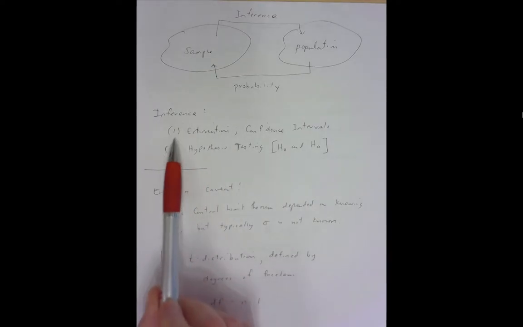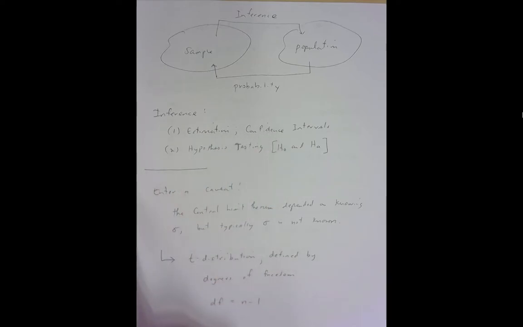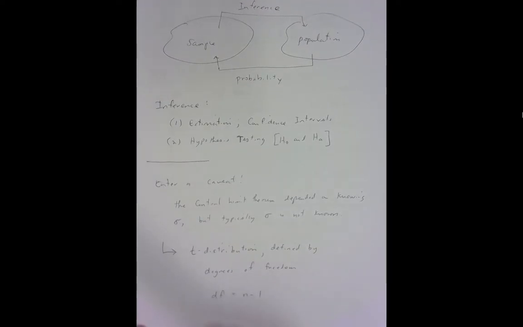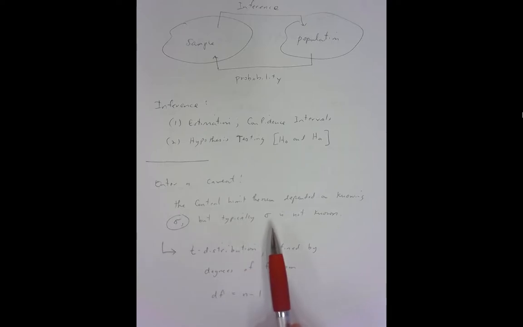So, guys, in inference, there's 2 things that we kind of think about. One is estimation. That's a confidence interval. And 2 is hypothesis testing, where there is a claim about a parameter or value, and we use sample data to test that. Now, slight caveat: the central limit theorem depended on knowing sigma. It depended on knowing the population standard deviation. But guys, typically the population standard deviation is not known.